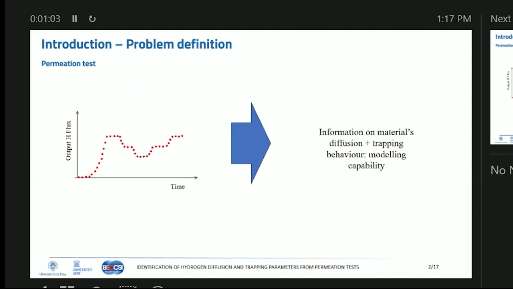From this, again, why are we doing this? Because we want to obtain information on the material's diffusion and trapping behavior. We want to obtain a model which is able to predict how hydrogen diffuses in different conditions than when we test it, obviously.